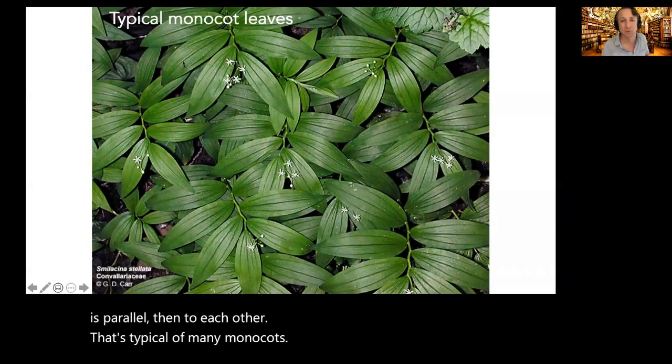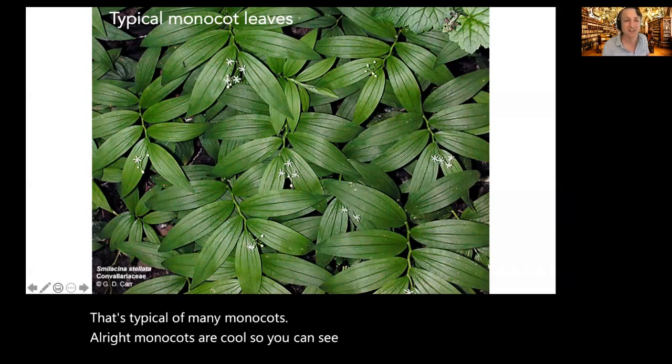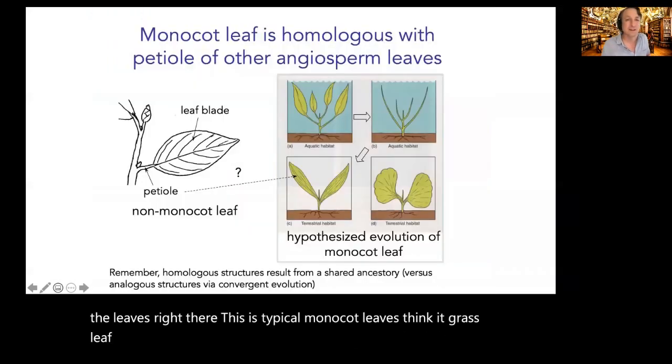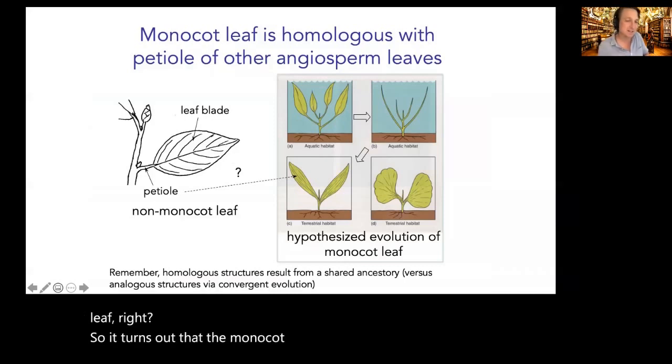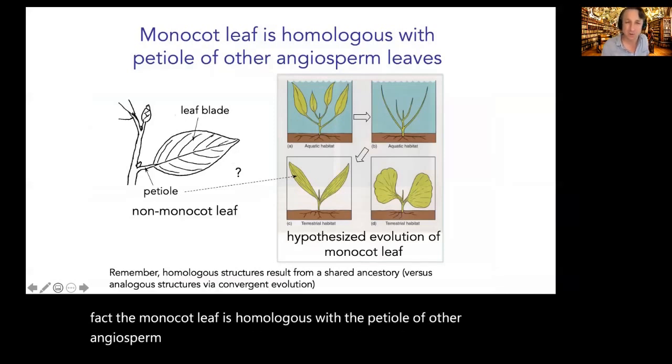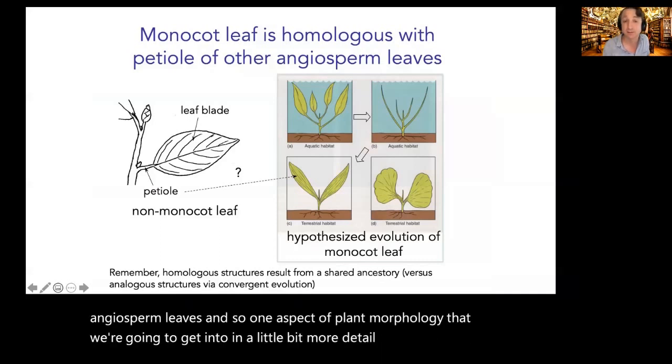All right, monocots are cool. So you can see this parallel venation in the leaves right there. This is typical of monocot leaves. Think of a grass leaf, right? So it turns out that the monocot leaf isn't necessarily a true leaf. In fact, the monocot leaf is homologous with the petiole of other angiosperm leaves. And so one aspect of plant morphology that we're going to get into in a little more detail has to do with the morphology of a leaf.